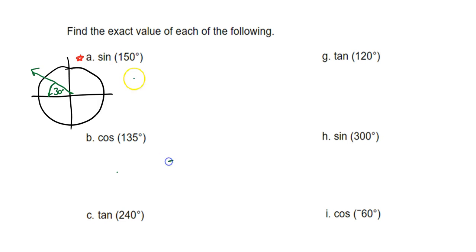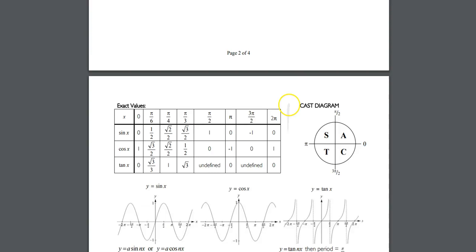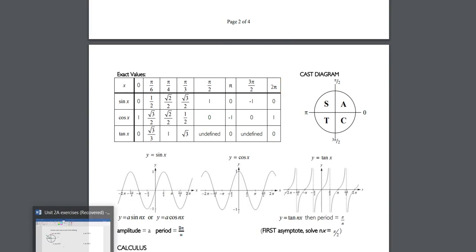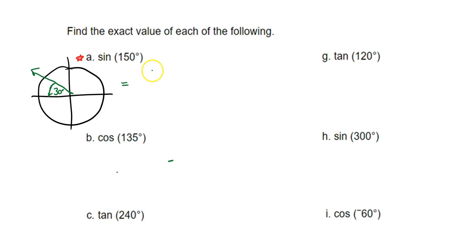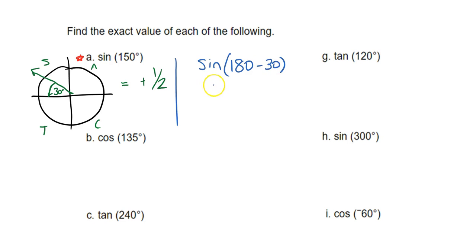Okay, so 30 degrees, I'm looking for sine of 30 degrees. And if I go to my formula sheet, sine of 30 is 1/2. It's in the second quadrant, which means that my answer is positive. Okay, so that's the visual way. The worded way, I'm going to change it to be 180 minus 30. Okay, which is the same as sine of 30, which equals 1/2.